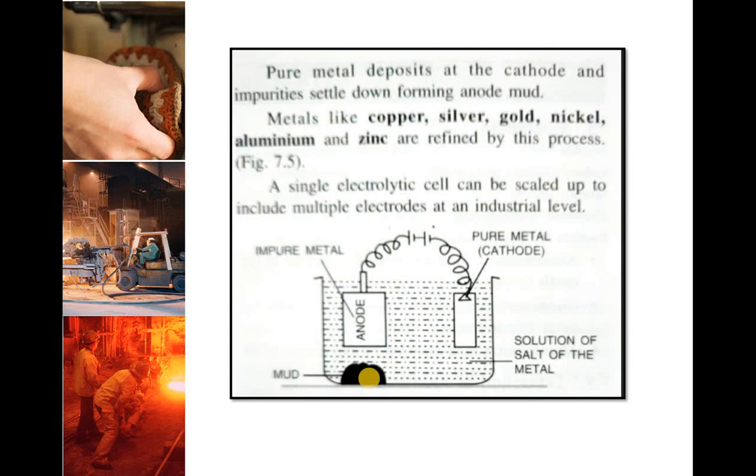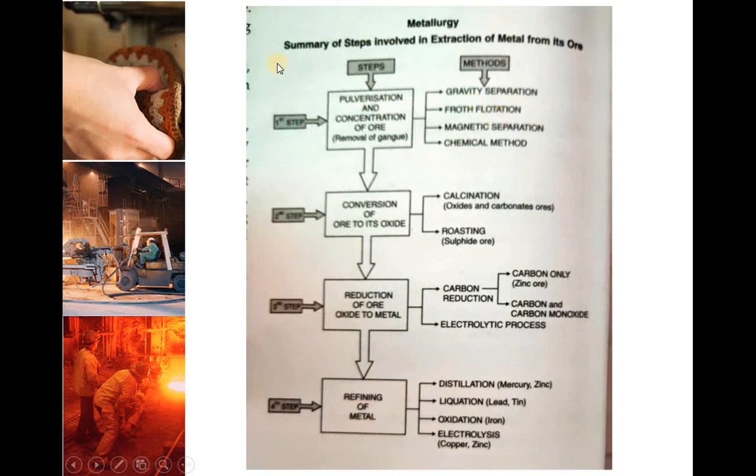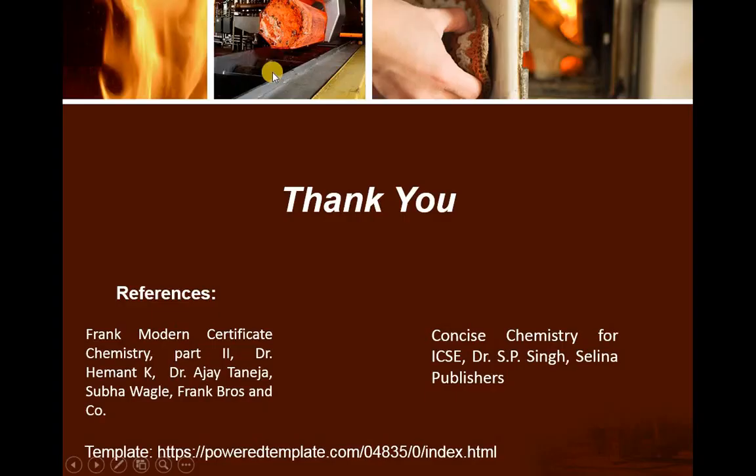Metals like copper, silver, gold, nickel, aluminium and zinc are generally refined by this process. We had discussed electrorefining of copper in the electrolysis chapter in detail. Now a single electrolytic cell can be scaled up to include multiple electrodes at an industrial level. This is the summary of the steps involved in extraction of metal from its ore. Thank you for your patience in listening.